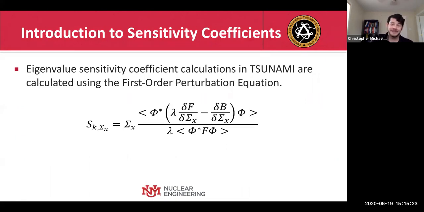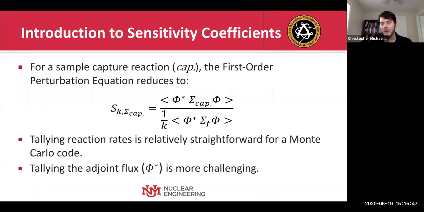How do we do that? Well, I'm assuming that everyone is familiar with the first order perturbation theory equation. I'm guessing that's actually probably not true. Some of you have probably never seen this equation before, and you might not be familiar with the operator notation. But if you've taken some grad classes on transport theory, you might be familiar with this. This is just the equation that we use to compute sensitivity coefficients. A more simple version of that equation is this one.